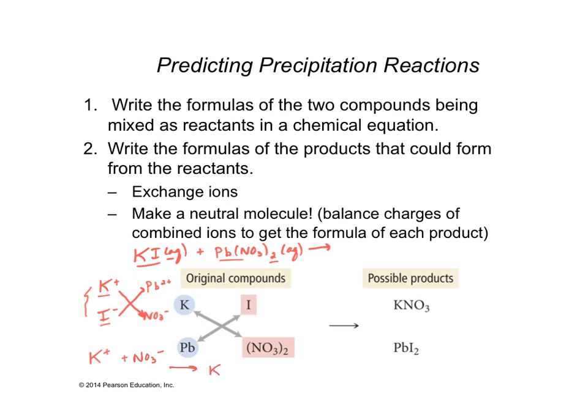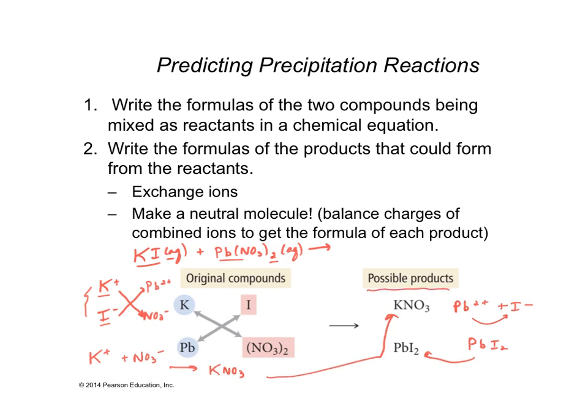For this one, it ends up being KNO3, so this is one of my products. And then the other side, we have lead and iodide, so this is Pb 2 plus plus I minus. When we combine these and I get a neutral molecule, I need 2 negative ones to balance out the positive 2. So this would give me PbI2. Okay. So I take my 2 reactants, I break them up into their component ions, I switch partners, and predict my 2 possible products from that.